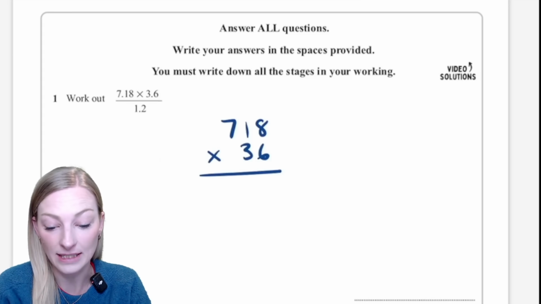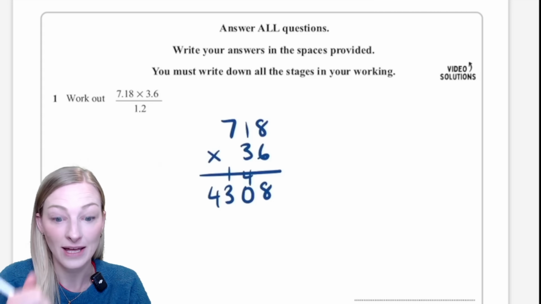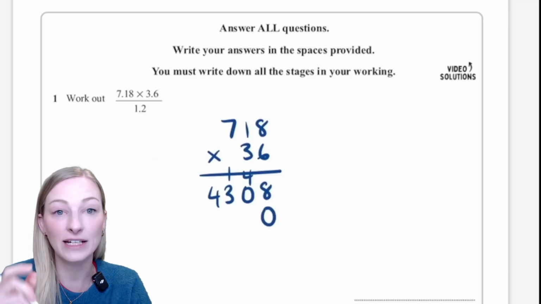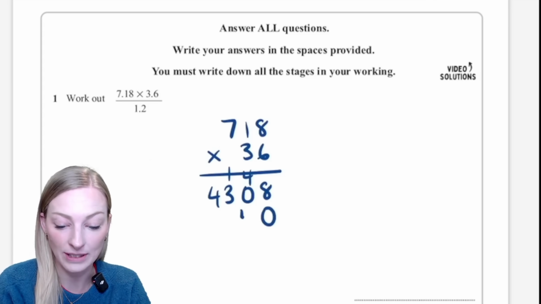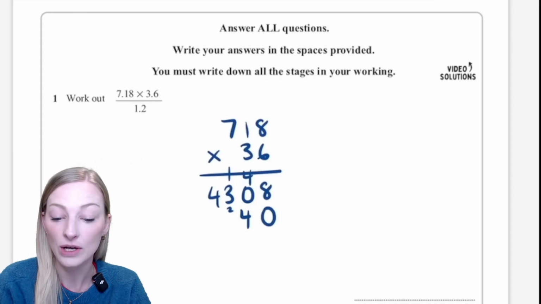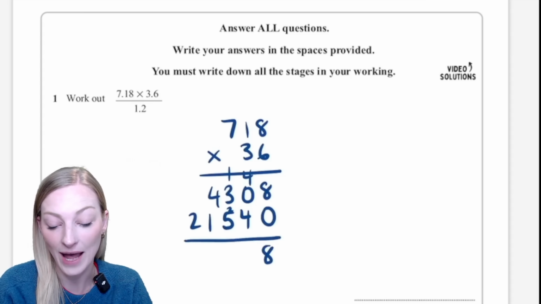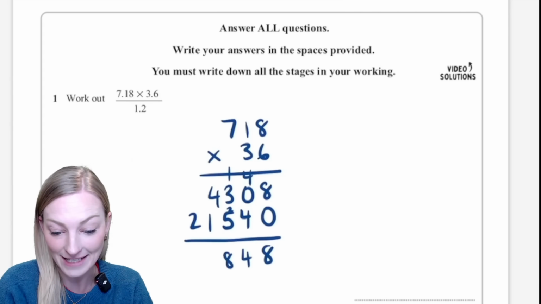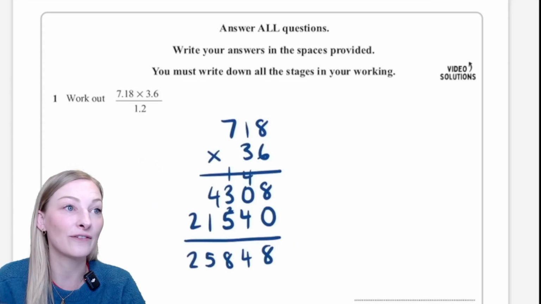6 times 8 is 48. 6 times 1 is 6, add the 4 is 10, and 6 times 7 is 42, add the 1 is 43. Then pop our 0 in because we're moving over to the 3, but really it's 30. 3 times 8 is 24, so 4 carry the 2. 3 times 1 is 3, add the 2 is 5, and 3 times 7 is 21. Adding that down, I've got 8, 4, 8, 5, and 2. So 2, 5, 8, 4, 8.